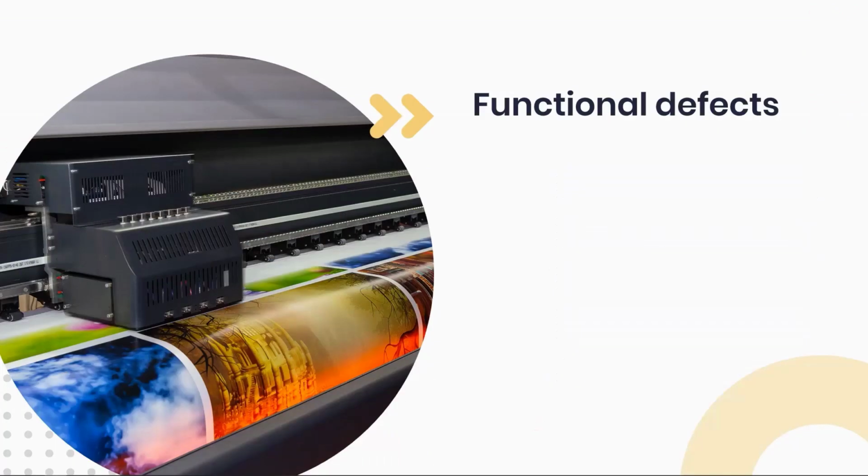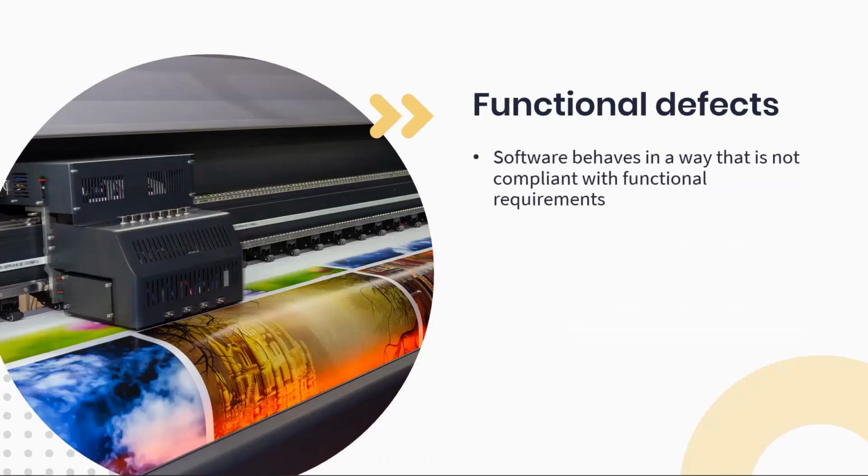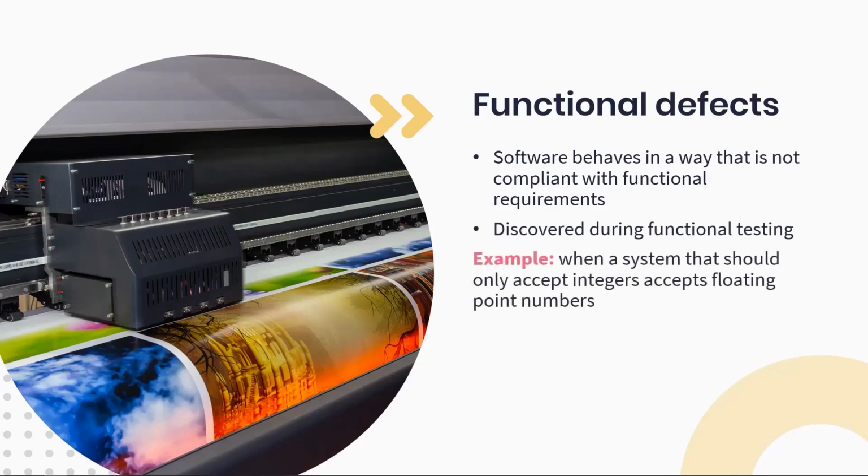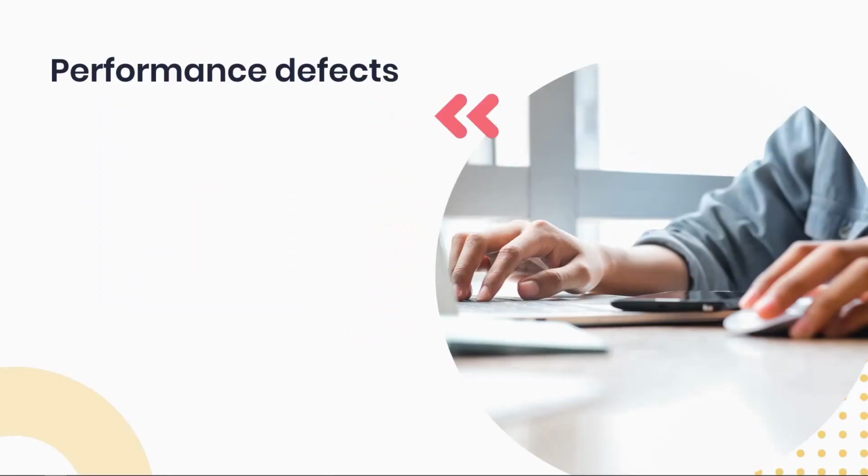Functional defects are errors that occur when the software behaves in a way that is not compliant with functional requirements. This type of defect is usually discovered during functional testing. An example of this is a system that should only accept integers, but is found to accept floating point numbers as well.